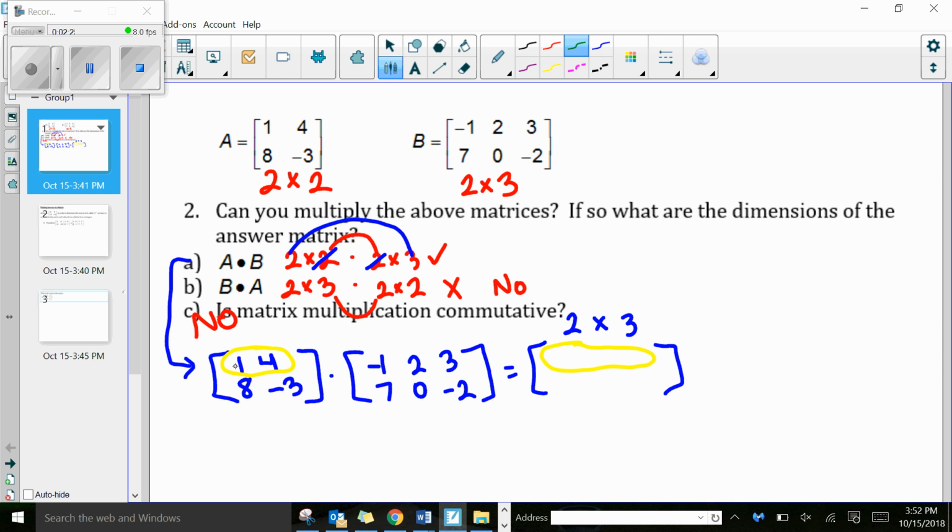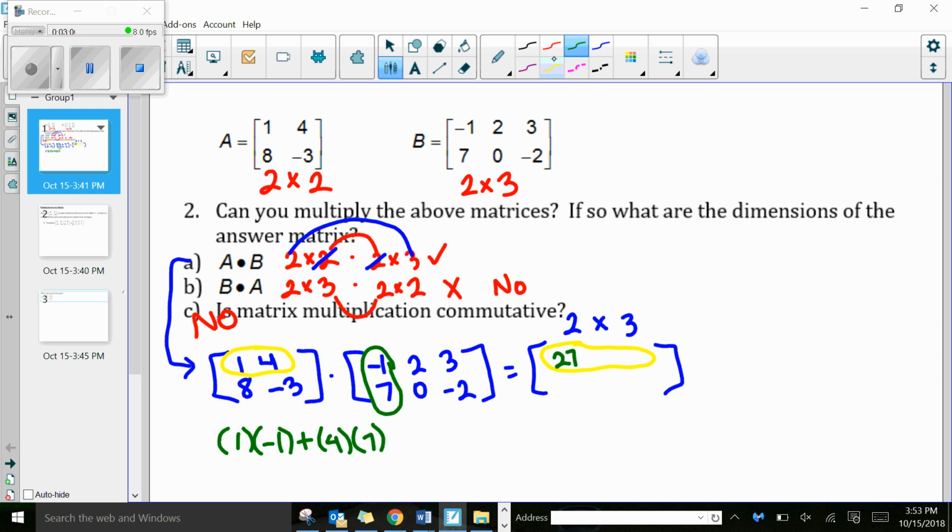Okay, so I'm using 1 and 4, and that's a row, and I'm going to look at this column right here, -1, 7. So I'm going to do the first number 1 times the first number -1, and then I'm going to add that to the second number 4 times this second number 7. It's a lot of computations like this, and that gives me the number 27. That's the first number.